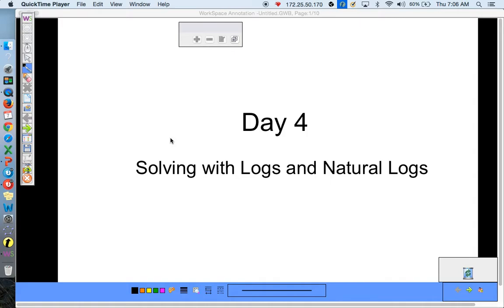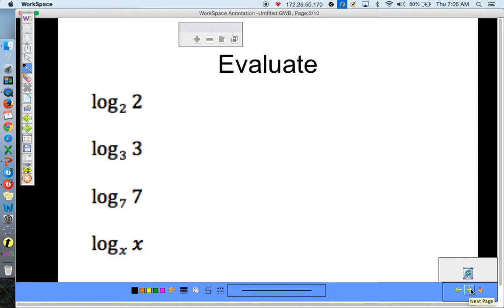...at solving with logs and natural logs. And we'll go into what a natural log is in a minute here. So the first thing I want to take a look at, let's ask if we were to evaluate this. So we need to figure out what this is. So we have 2 to the x equals 2, so it would be 1. So log base 2 of 2 equals 1.